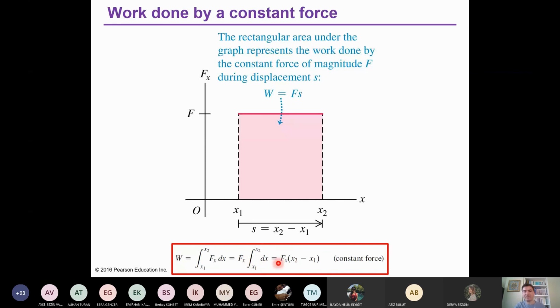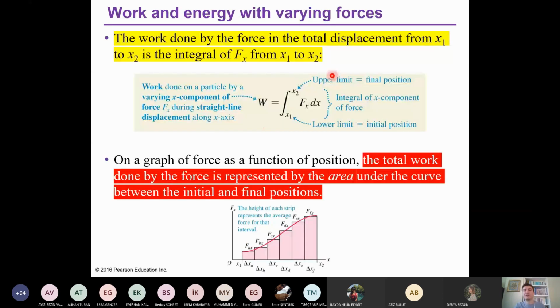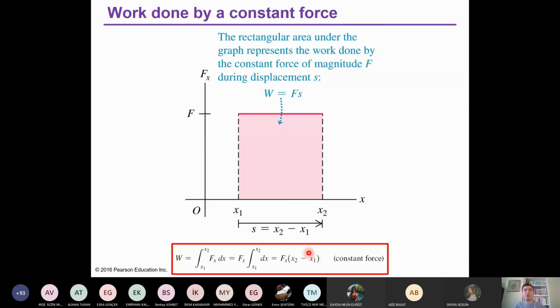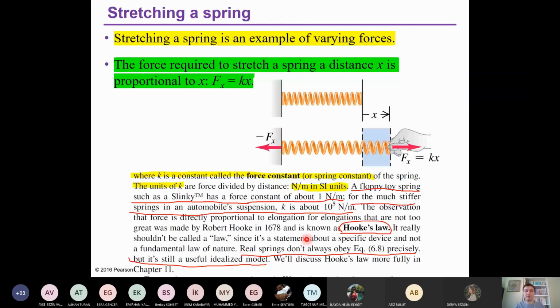And here we have constant force. So what is x2 minus x1? This was displacement. So now we have the same result. So if you use this equation for constant forces, you can also get meaningful results. Any question here? Now let me give you a very nice, very important, and very widespread example of varying forces.